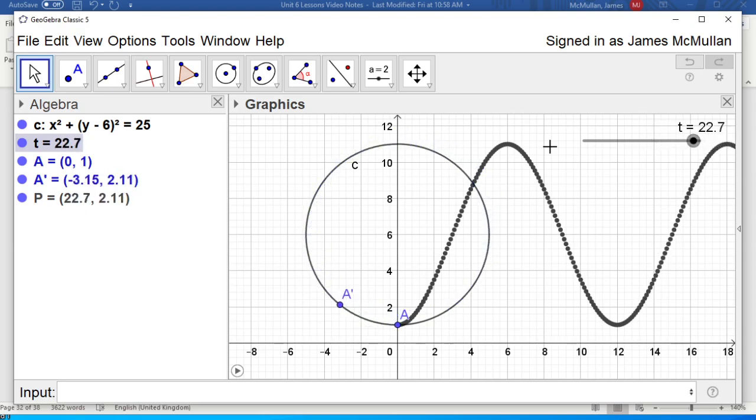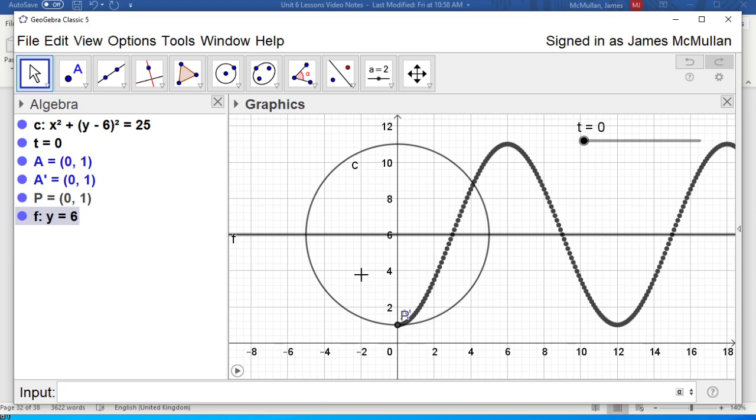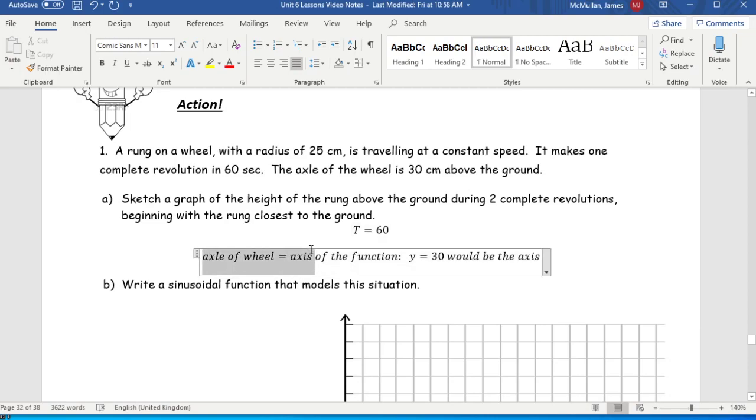Now, let's make a comparison between the graph that I drew and the circle that is the model, right? So first of all, the thing you should notice is that y equals 6, which is the center of the wheel, is also the center of my graph, right? So half the time I'm higher than 6, half the time I'm lower than 6. In the same way that the axis of the graph, half the time of a cycle you're underneath the axis and half the time you're above. So this is why the axle of the wheel is the same thing as the axis of the function, and it says it's 30 centimeters above the ground.